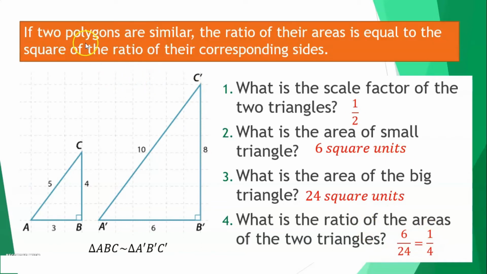Take note, if two polygons are similar, the ratio of their areas is equal to the square of the ratio of their corresponding sides. The scale factor of the sides is 1/2. So squaring this, we will have the ratio of the areas of the two triangles, that would be 1/4.